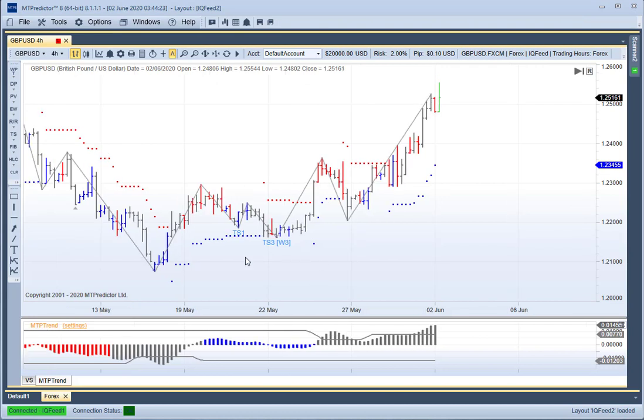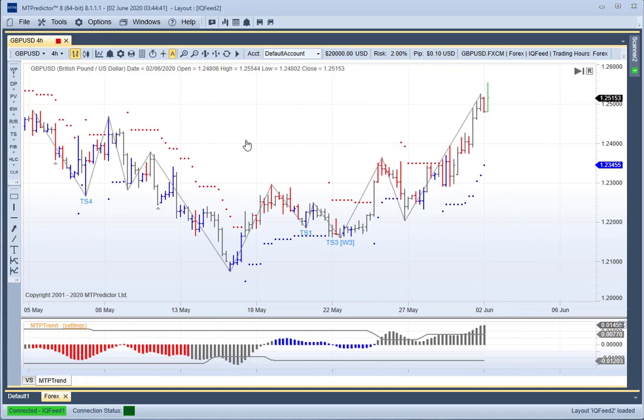Right, this is the setup I want to look at on the British pound US dollar, this TS3 or W3 Wave 3 trade setup that unfolded a little while ago here. This is one we've been following in our customer training webinars for the last couple of weeks, so it's nice to see it unfolding nicely here.